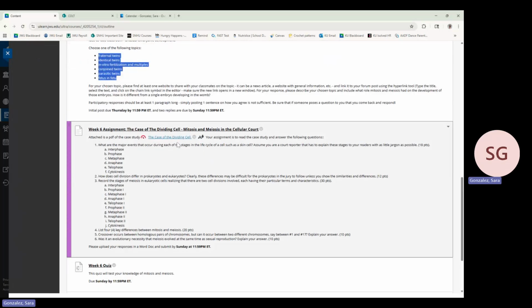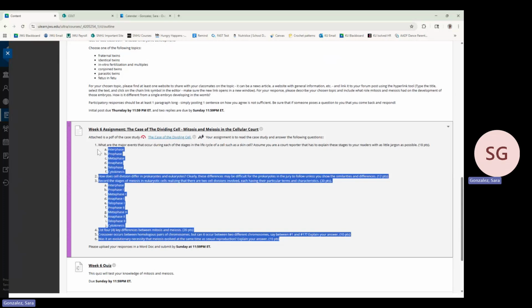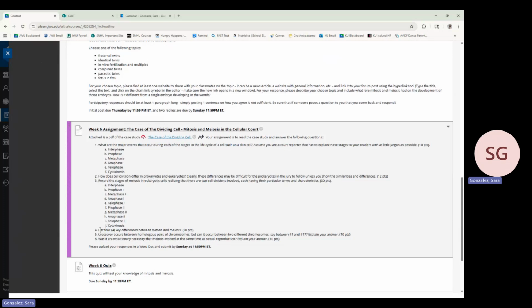You also have an assignment here. So here's a case study called The Case of the Dwindling Cell. After you read the assignment, you are going to answer these 6 questions right here. So again, make sure you have a lot of different information. For instance, a question like number 4 that says, list 4 key differences between mitosis and meiosis. Again, all you have to do is list them.